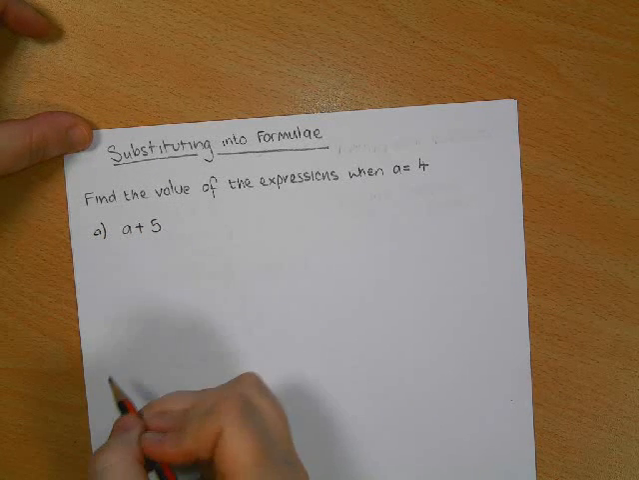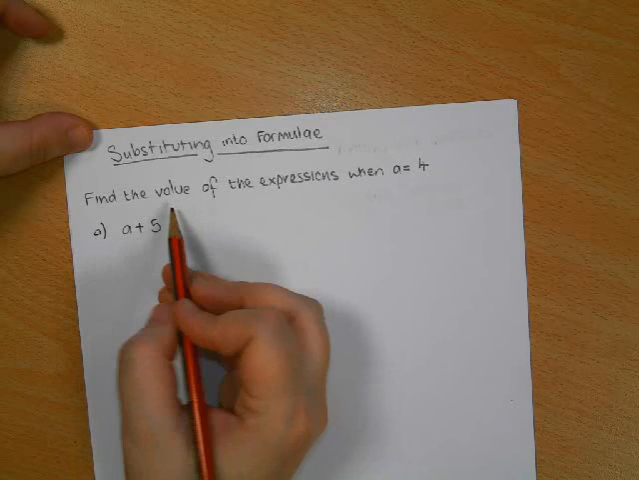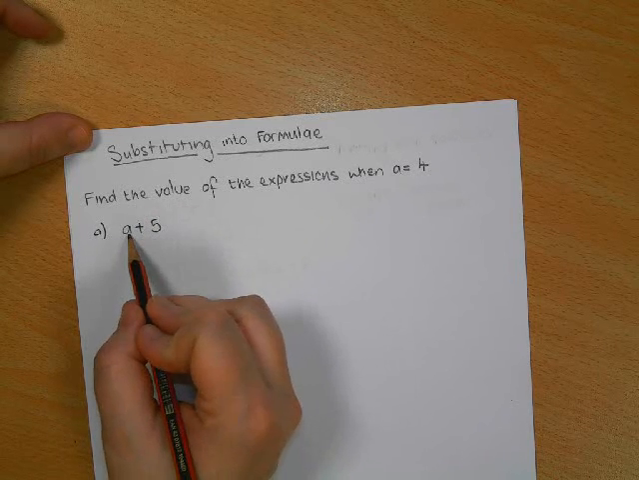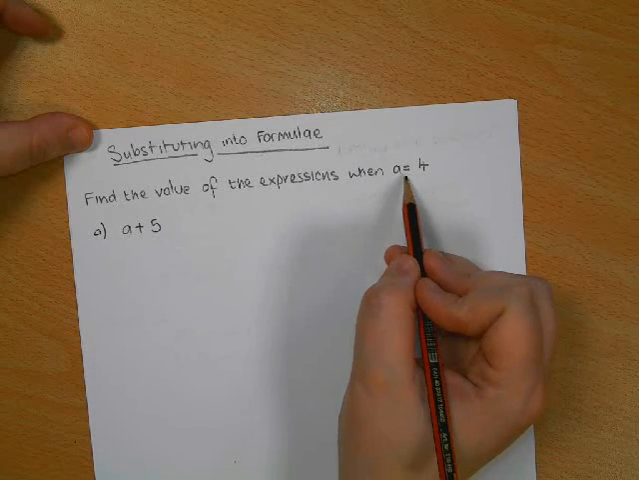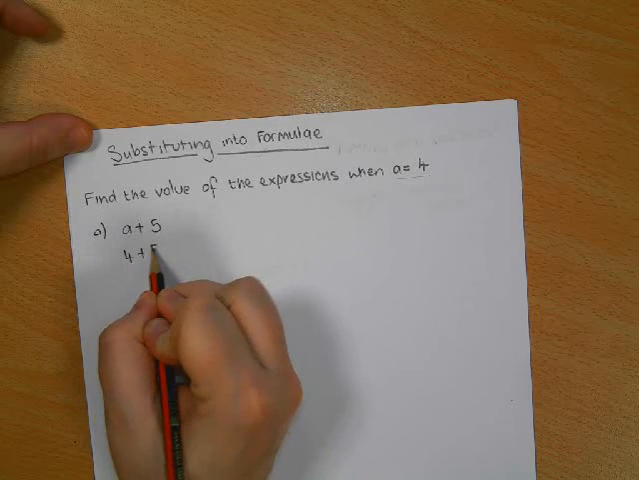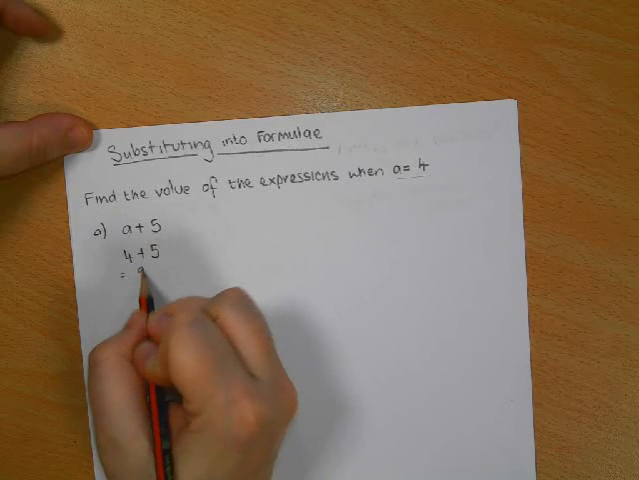So what you're expected to do to find the value of it, that means find the answer, is replace the a with the value that you're told it is. So we're told a is 4, so we replace the a with 4. 4 plus 5 we know is 9, so the value is 9.